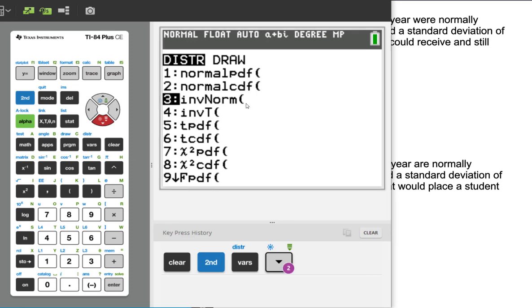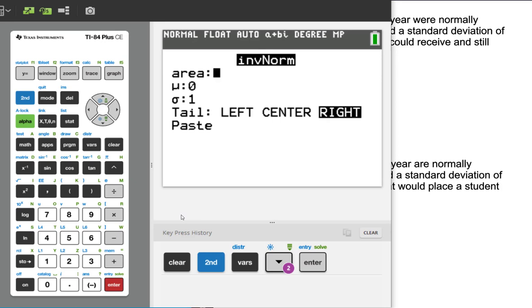Alright, and when you come down to inverse norm, highlight it and press enter, there's going to be a screen that looks like this, or if you have one of the older model 84s, you might not see the line that says tail left, center, right. Okay, so either one doesn't make any difference. I'll explain how to use both of them. It can work in the same way if you like.